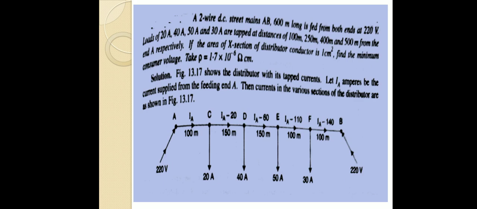So here the distributor is 600 meters long and loads are taken from the points: 100 meters, 20 amps; at 250 meters, 40 amps, that means from A to D is 250 meters; and A to E is 400 meters. Next is A to F, it is 500 meters. Alright, the loads are taken.